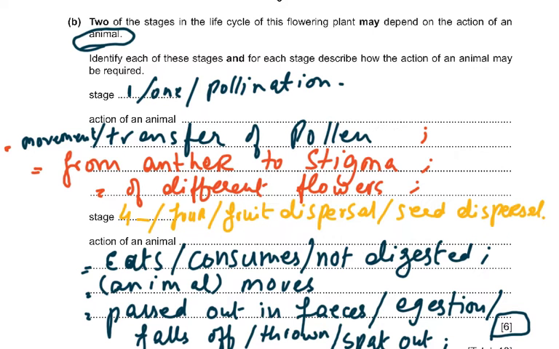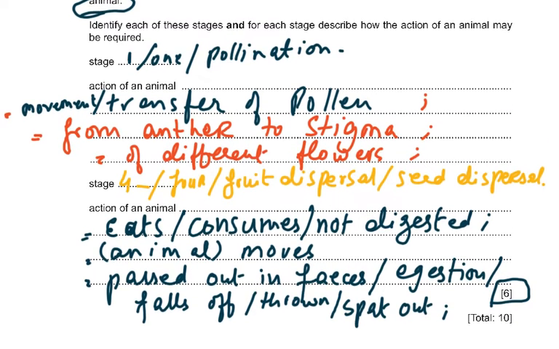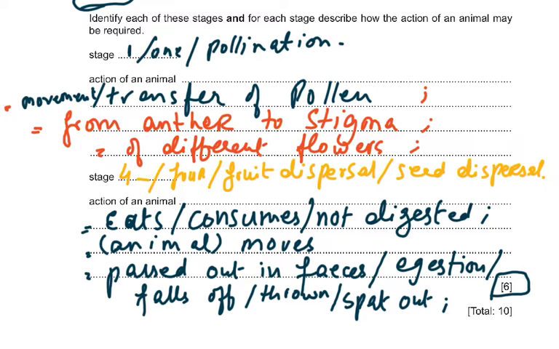Well, let's look at the B part of the question. It says 2 of the stages in the life cycle of the flowering plant may depend on the action of an animal. Identify each of these stages. For each stage, describe how the action of an animal may be required. Now, stage 1 was pollination. In pollination, what do we need? We need an insect. So insect pollinated flowers, the insects transfer the pollen.